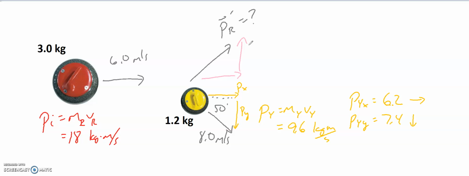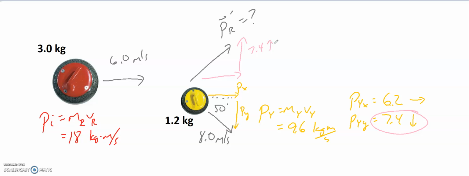Well, first things first, if I don't start with any y momentum, I can't end with y momentum. So if my yellow rock has got 7.4 going down, I know my red rock must have had 7.4 going up to cancel it off.